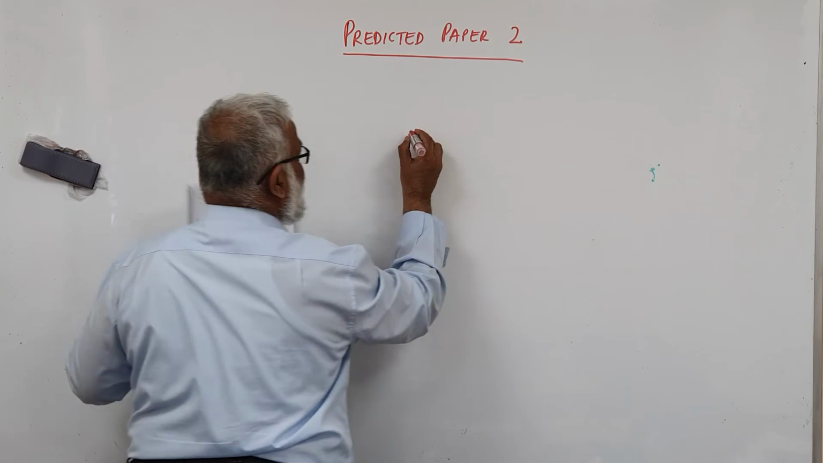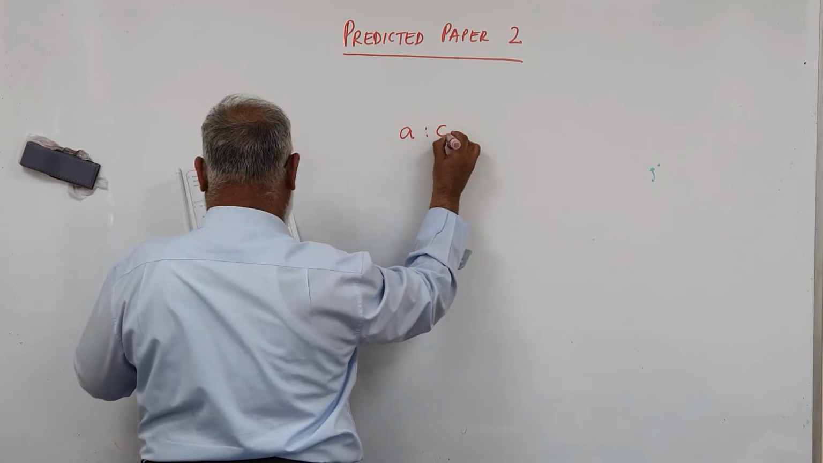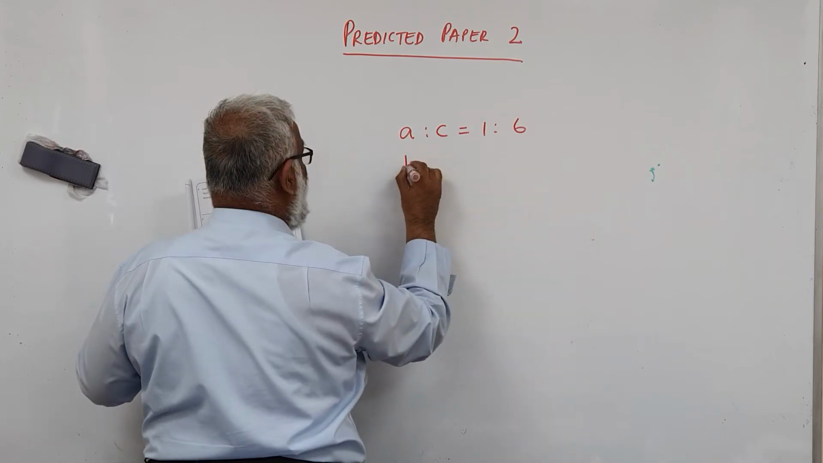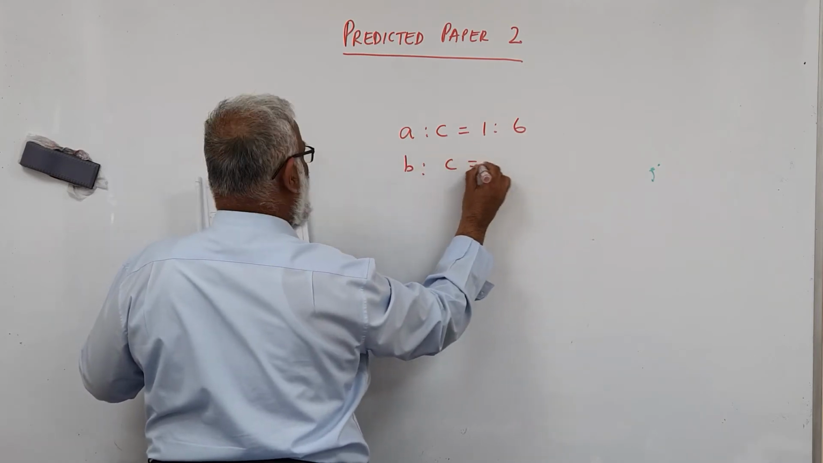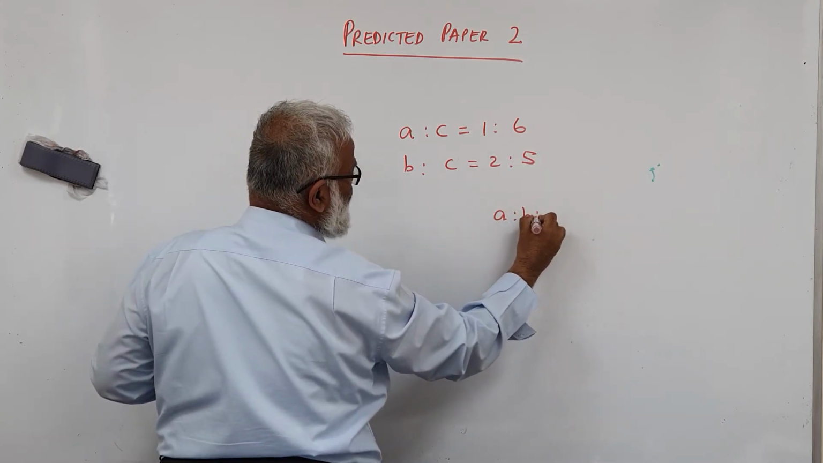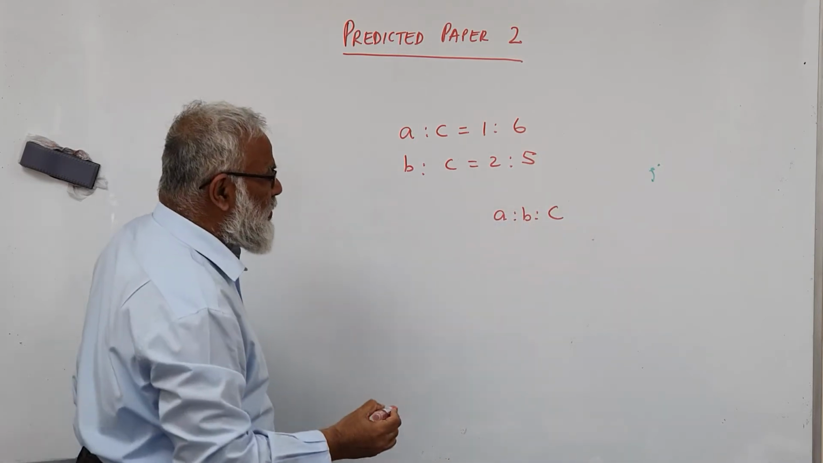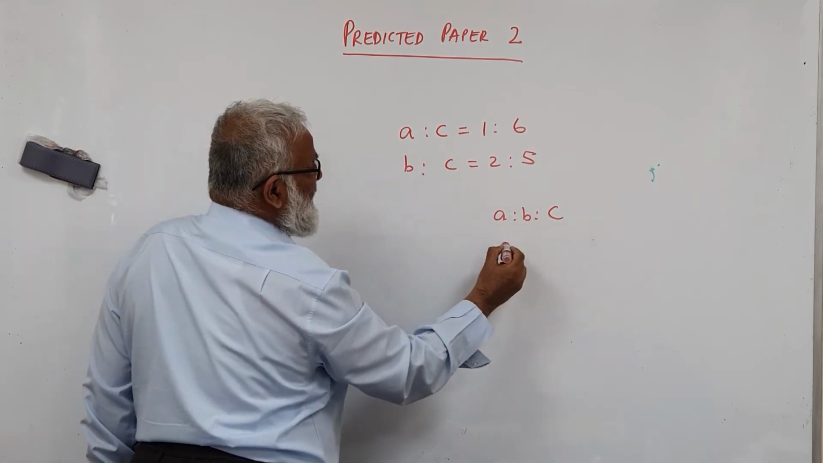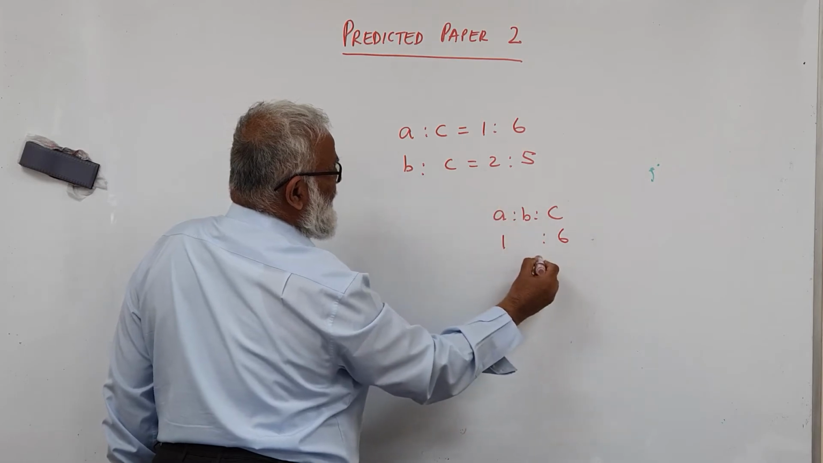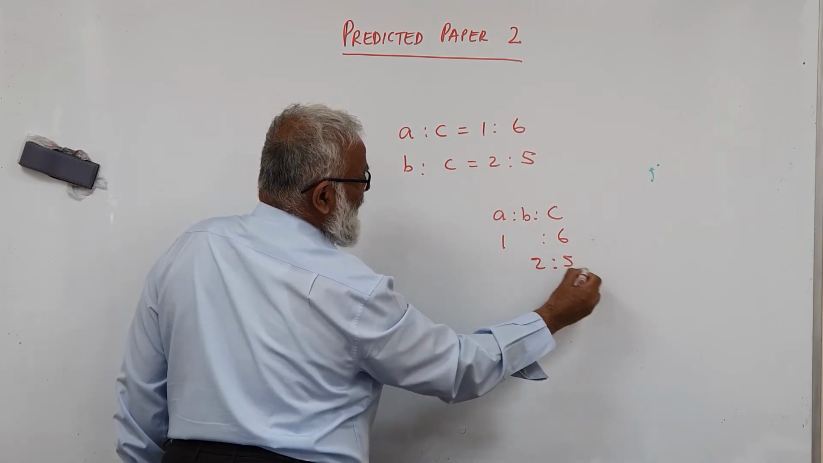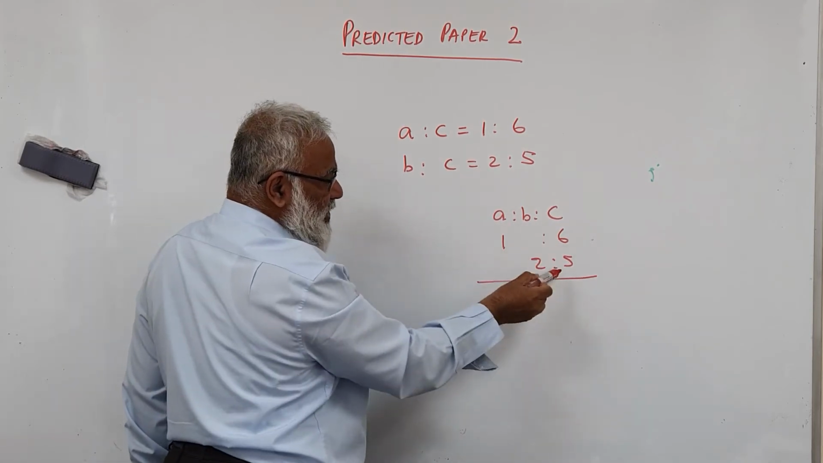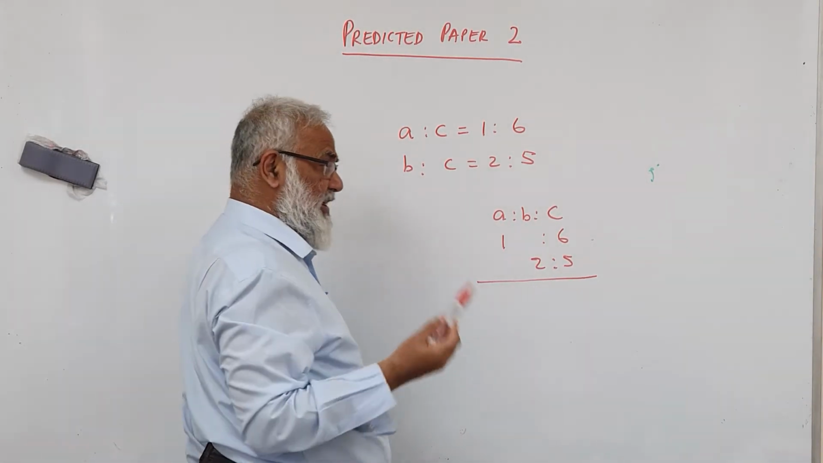This is important. A is to C is equal to 1 is to 6 and B is to C is equal to 2 is to 5. So find the ratio A is to B is to C. So what will I do? I will write A is to C 1 is to 6 and B is to C 2 is to 5. Draw a line and check which one has a common number. This is a common number. So I have to make them the same.